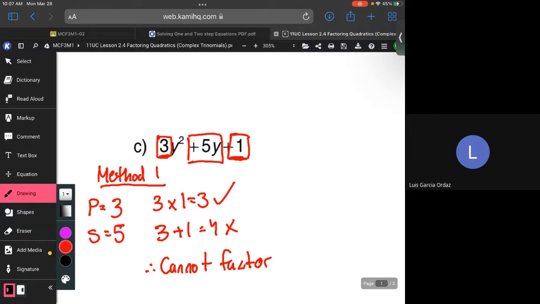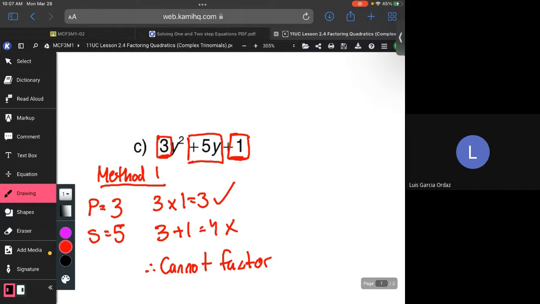Yeah, the only reason why this is not factorable is because only 3 and 1 works. 3 times 1 is 3 and 3 plus 1 is 4, which is not the same thing as 5. Okay, and so after you multiply the two numbers, it has to add up to equal the middle one? Yep.